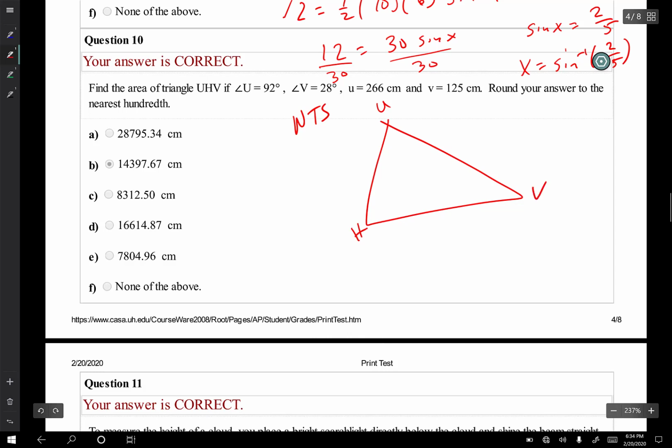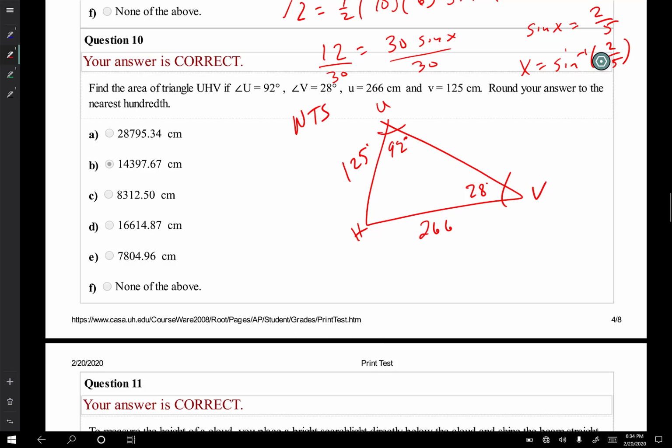Triangle UHV. Angle U is 92 degrees, so it's almost a right angle there. Angle V is 28 degrees. Little u is 266, and little v is 125. Let me make sure I did everything right. Little v, yeah, everything looks good to me. All right, round your answer to the nearest 100.